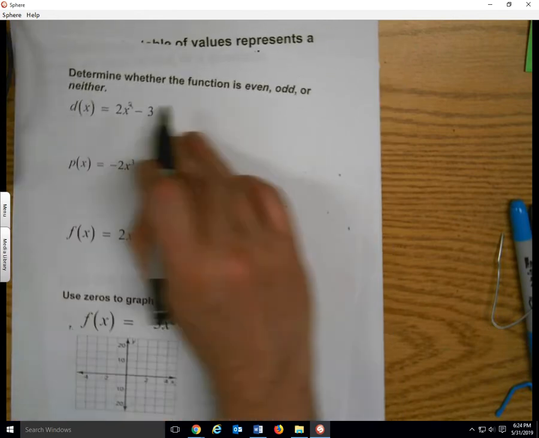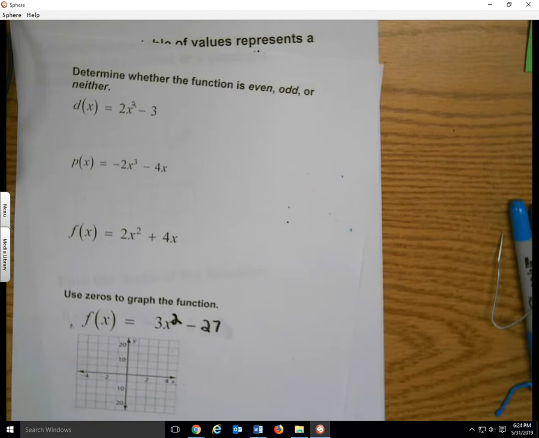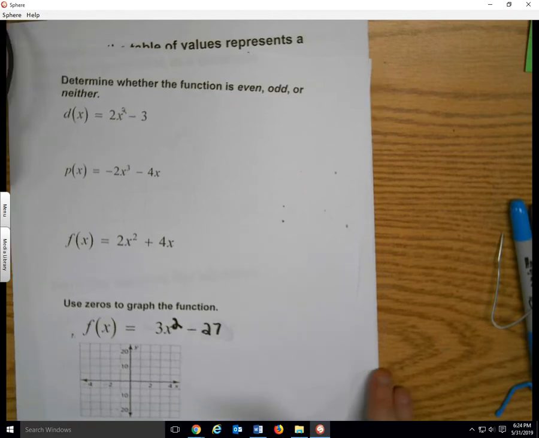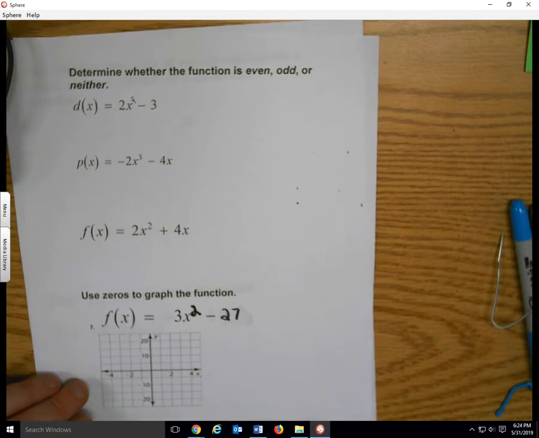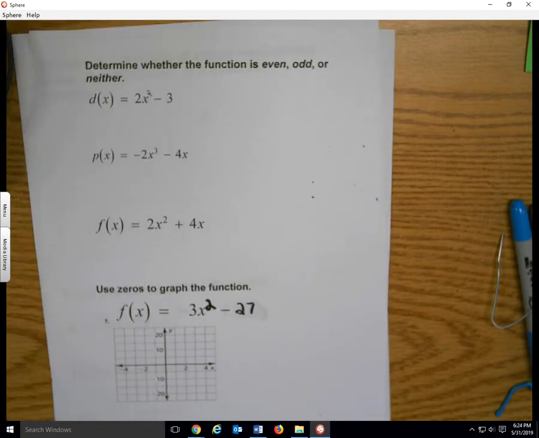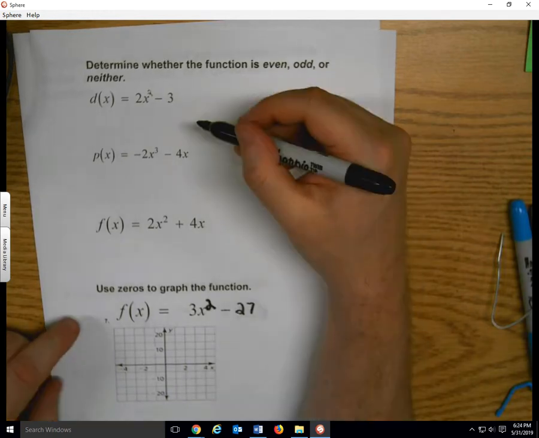Remember to keep the headings in there for your own sake so you don't get stuck on it. It says determine whether the function is even, odd, or neither. I think there's 3 questions on your test like this, so they're kind of important out of 20 questions. So how do we do it?